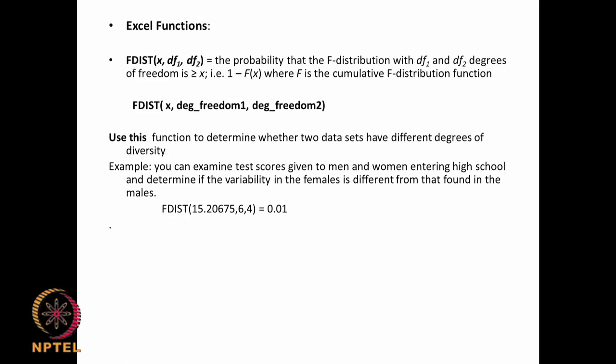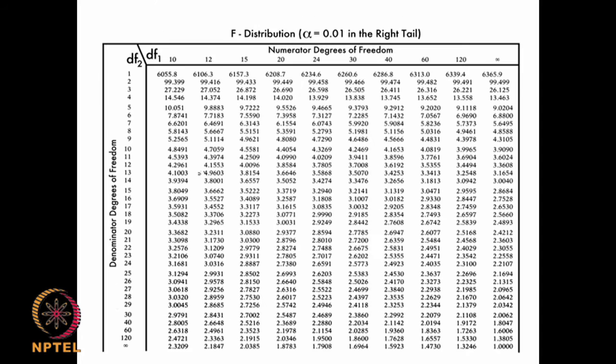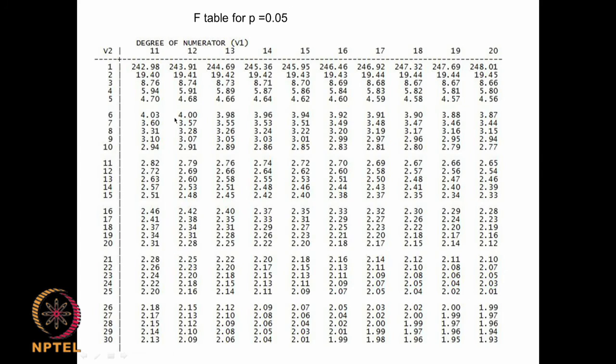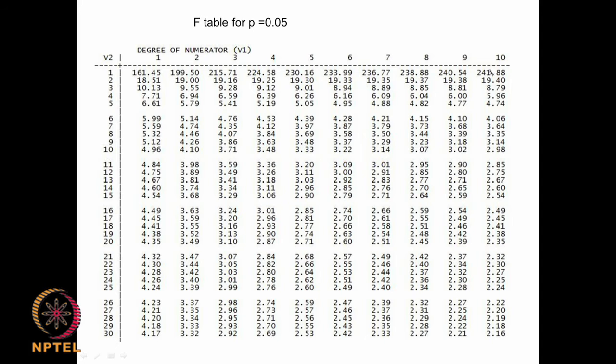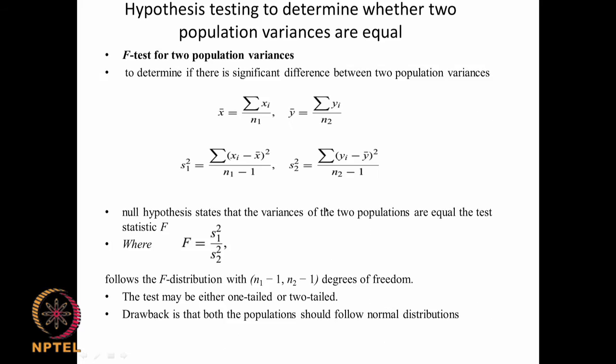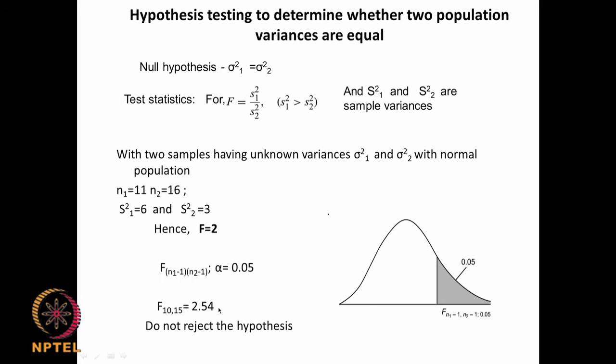So, 10 and 15. What is the table? 10 and 15 will be here, 10 here, 2.54. The numerator is 10, the denominator is 15 degrees of freedom. So, I put it as 2.54. So, F is equal to 2. Obviously, the calculated F is less than the table F, so do not reject the null hypothesis.